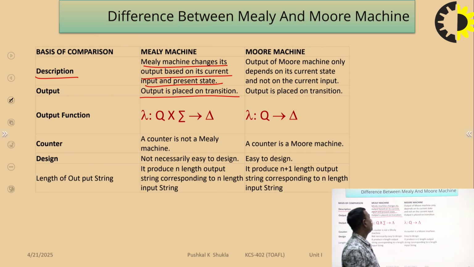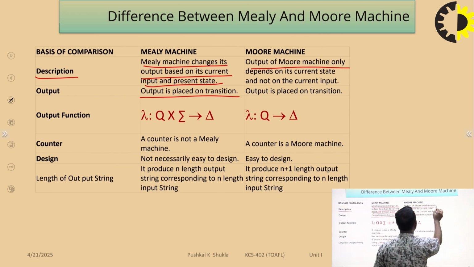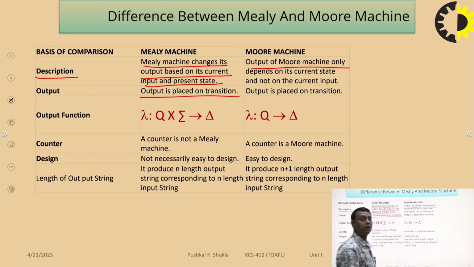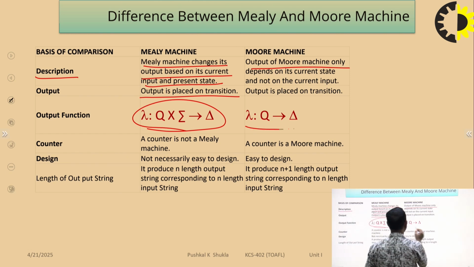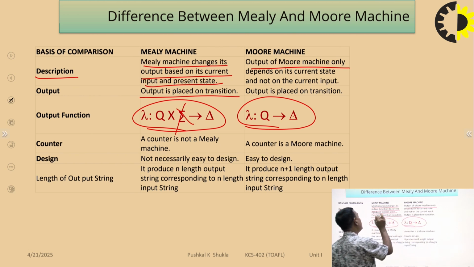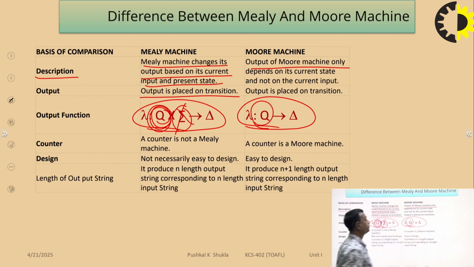While in the case of a Moore machine, the output depends only on the present state, and not on the current input. The output function in a Mealy machine is a mapping from present state and present input, while in a Moore machine there is only the present state, and this is the output.